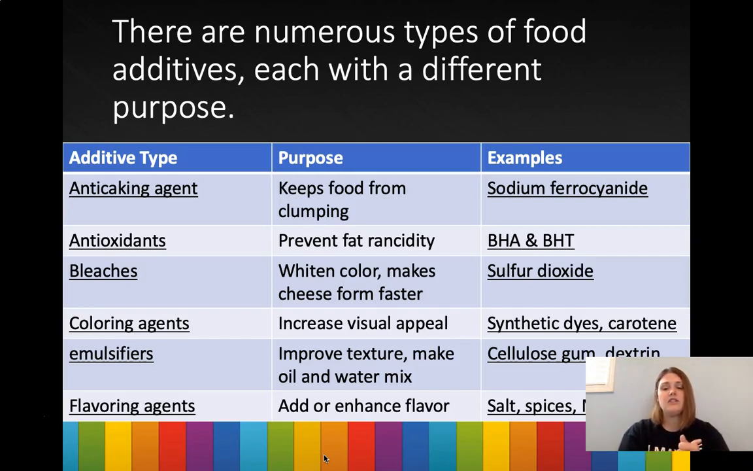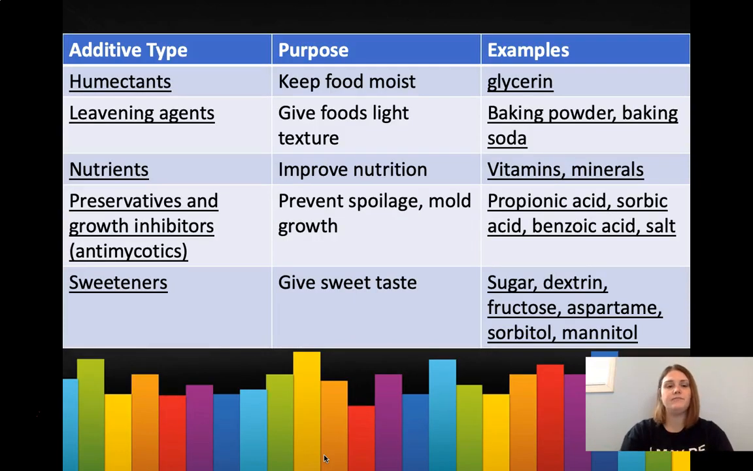And then flavoring agents are going to add or enhance flavor. We don't always think about salt and pepper and spices like paprika or garlic powder being considered flavoring agents or food additives, but they are. MSG is one that gets a lot of flack sometimes, but you often find it in Asian foods. It gives that really rich, deep flavor.